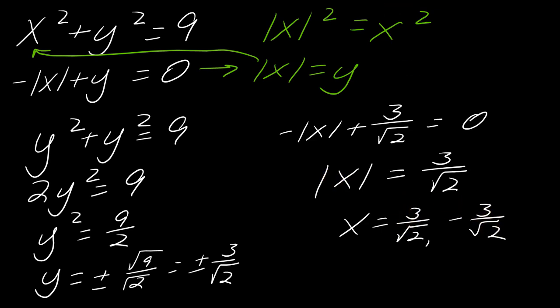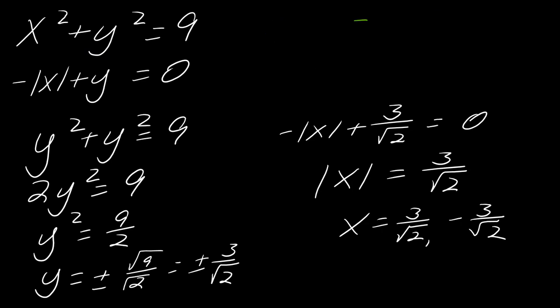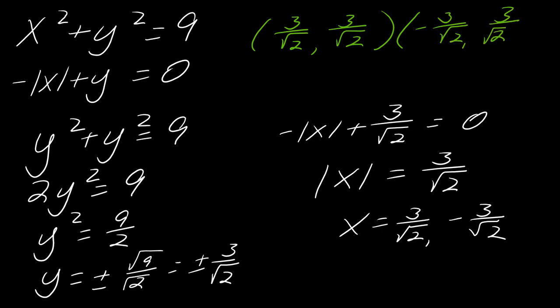All right, so let me clear a little space and note the solutions that we have now. We have the solutions 3 over the square root of 2, 3 over the square root of 2, and then we found the negative version of this, so negative 3 over the square root of 2 and 3 over the square root of 2. So this was all found from just plugging in y equals positive square root of 3 over 2.